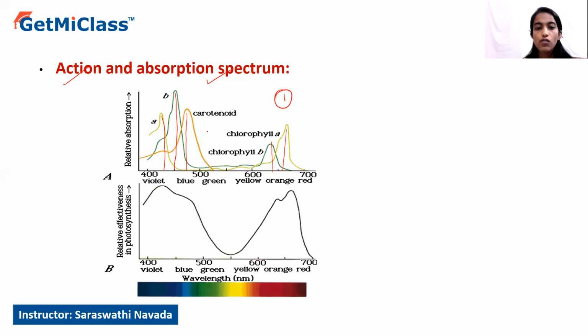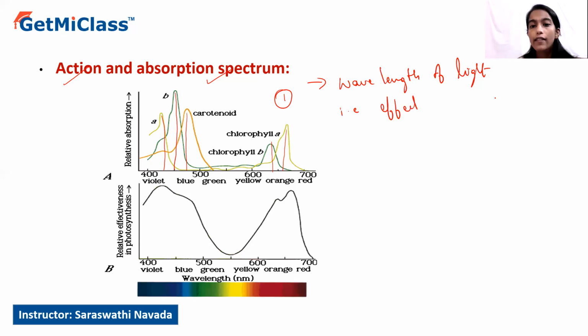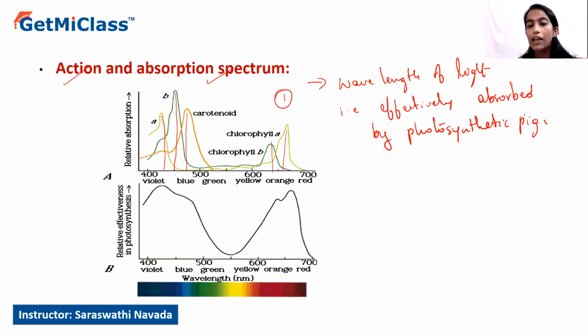So that is regarding the absorption spectrum, where we can define absorption spectrum as the wavelength of light that is effectively absorbed by the photosynthetic pigments. So that is called absorption spectrum. Which light is absorbed to the maximum by the photosynthetic pigments forms the absorption spectrum. For chlorophyll A and B, violet blue light as well as red light will be absorbed effectively. Whereas carotenoids can absorb the blue to green light more effectively. So that is regarding absorption spectrum.